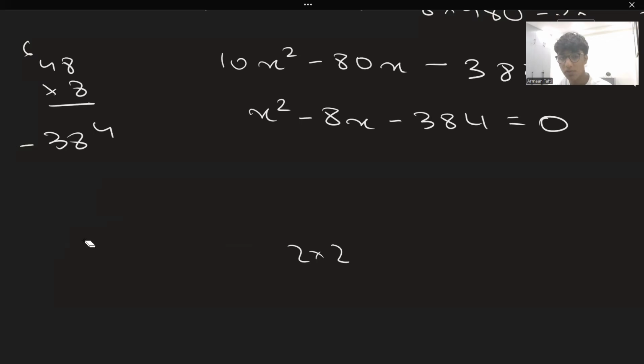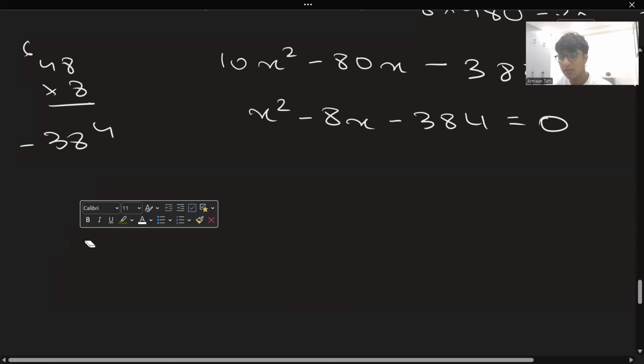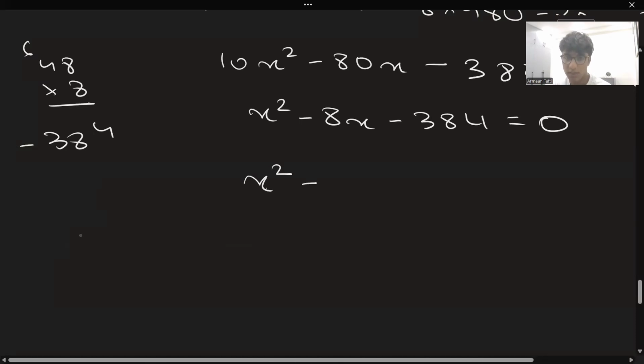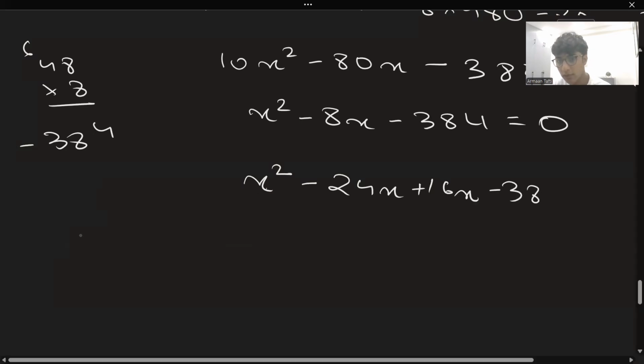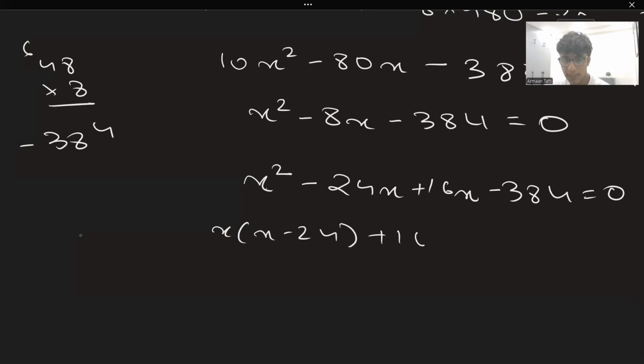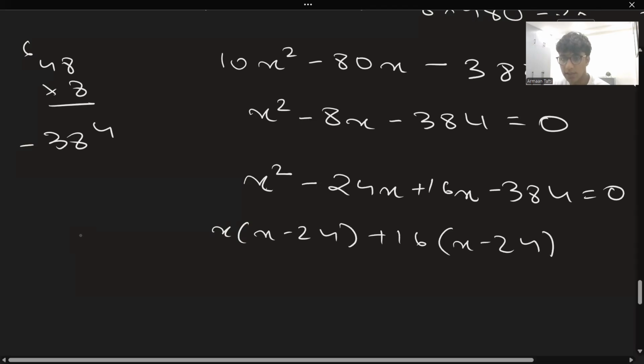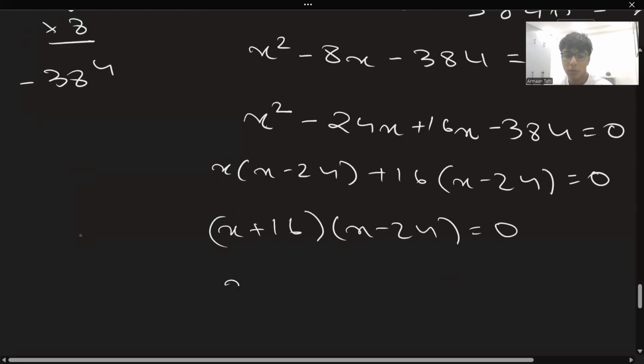Always be attentive like this. I know people who use the quadratic formula for this, but just imagine it's a lot of heavy calculations. So if you can find the common terms, just use that. So I said it was 24 times 16, yeah. Minus 24x plus 16x minus 384 is equal to 0, right? Minus 8x and we get our 384. So it's x times x minus 24 plus 16 times x minus 24 is equal to 0. So you have x plus 16 times x minus 24, which is equal to 0. And your x is either 24 or minus 16.